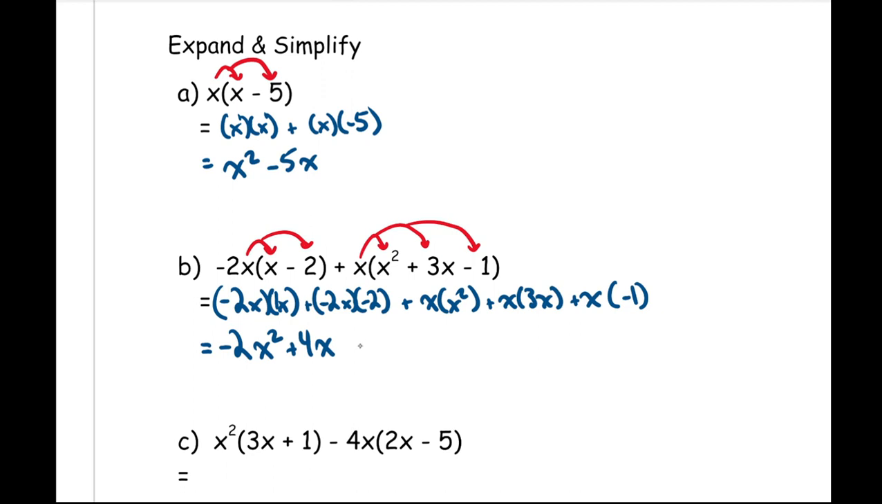X times x squared. So again, you could think of this as our power rules. X to the power of 1 times x to the power of 2. Add your exponents. 1 plus 2 is 3. Or you could say, well, I have 3 x's all multiplied together. X cubed. X times 3x. There's no numbers to multiply, or you could say there's an invisible 1. So 3 times 1 is 3. X times x is x squared. And then lastly, x times negative 1 is negative 1x.